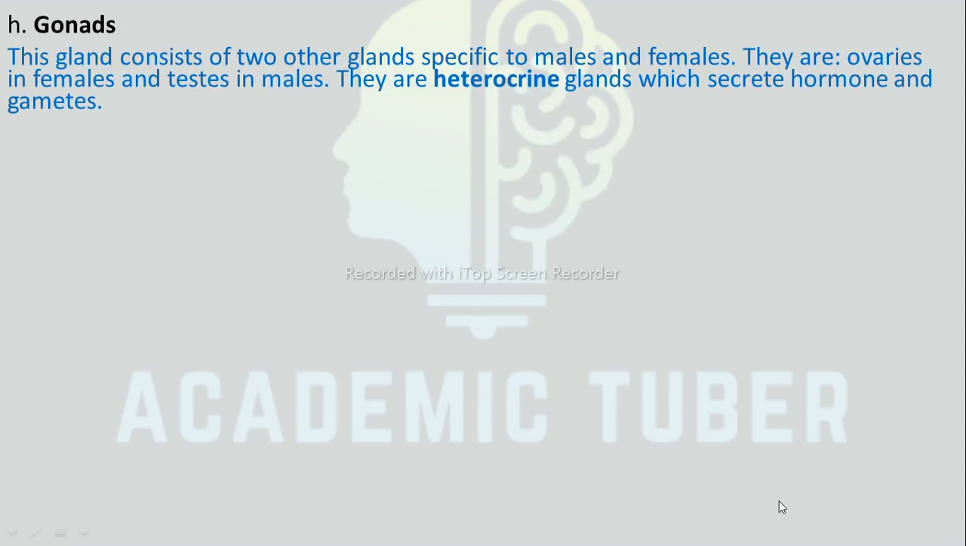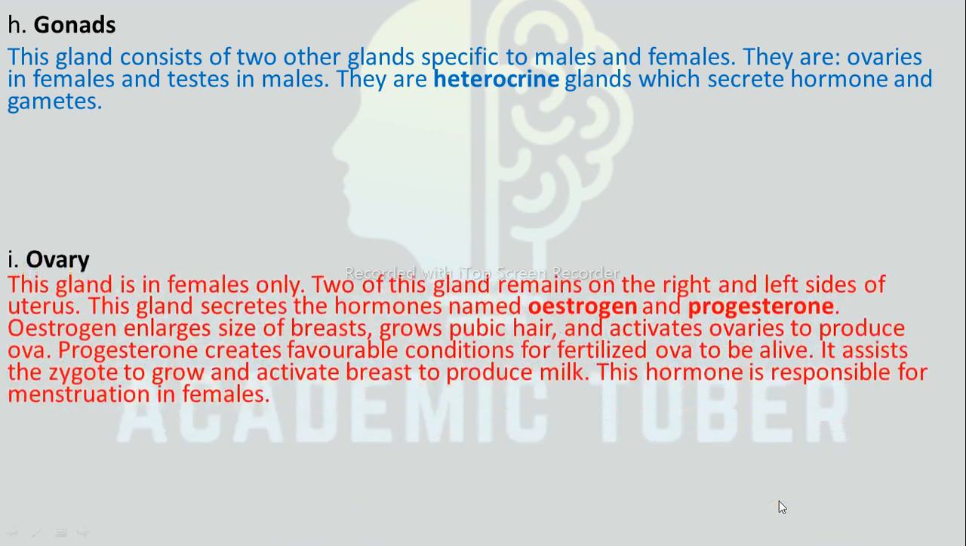Gonads. This gland consists of two other glands specific to male and females. They are ovaries in females and testes in males. They are heterocrine glands which secrete hormones and gametes.